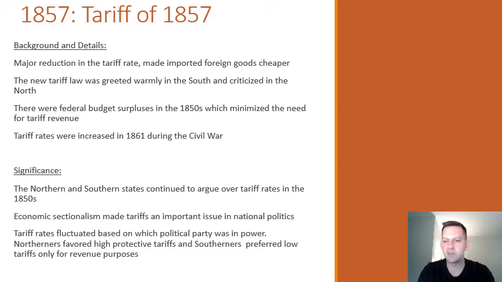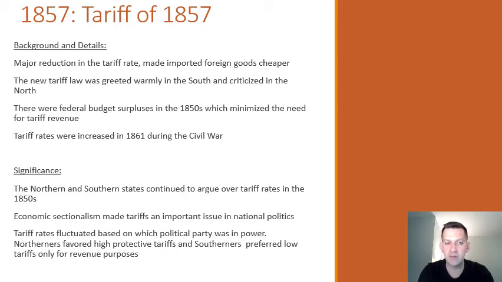So I put this on here not because it's a cause of the Civil War, but because the evidence shows that because tariffs were lowered so significantly 3 years before Southern secession, it clearly shows that tariffs were not the main cause, or even really a major cause, of the Civil War.